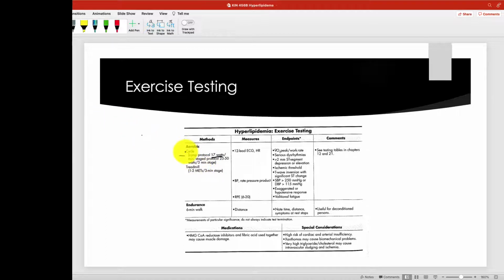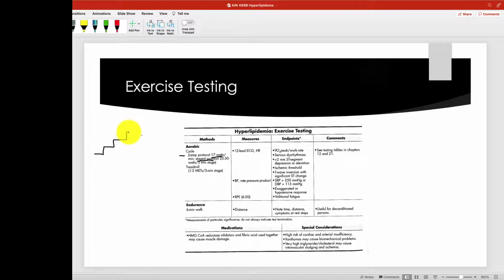So when we're on a cycle ergometer, the watts can be a little bit higher simply because it's a non-load bearing test, right? So we can do a ramp protocol, or we could do a staged protocol. And this staged protocol is 25 to 50 watts for 3-minute stages, right? So what does that mean? That means that we're going to basically every 3 minutes increase the intensity somehow, right?